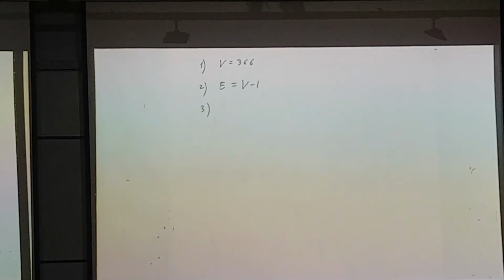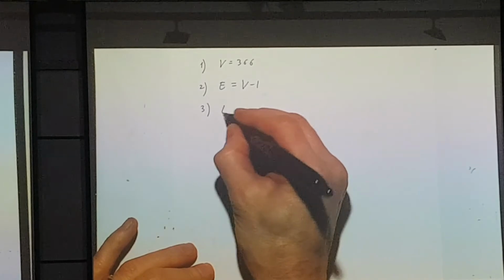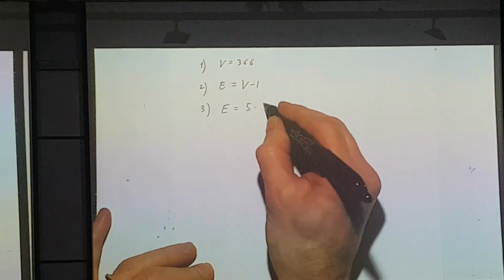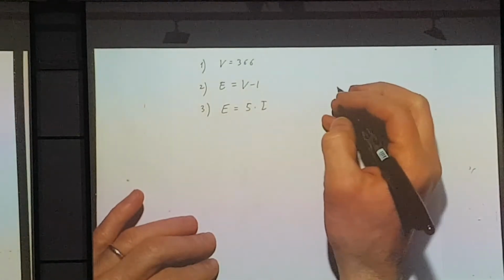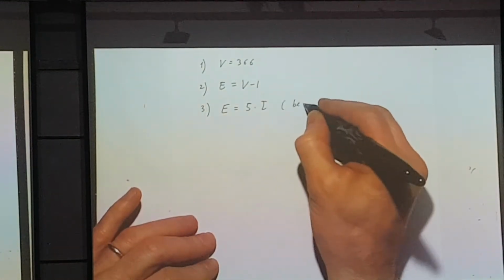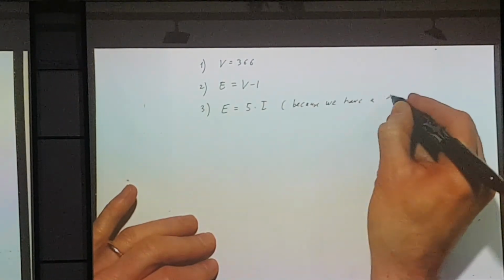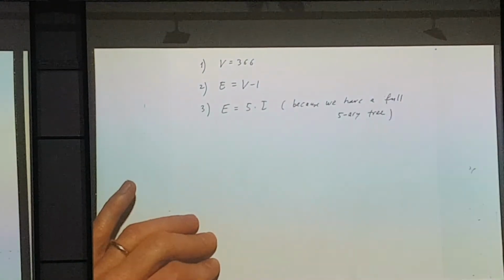We have not just any kind of tree, but a full five-ary tree. And in such trees, there's an additional relation. The total number of edges equals 5 times the number of the internal vertices, right? So let's just remark, because we have a full five-ary tree.